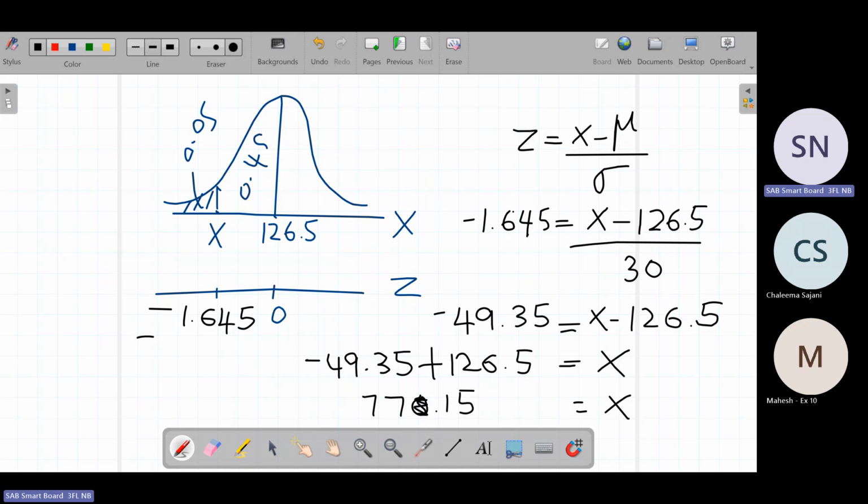Okay. First you remove the 30. Then you can release this minus 126.5. Okay.